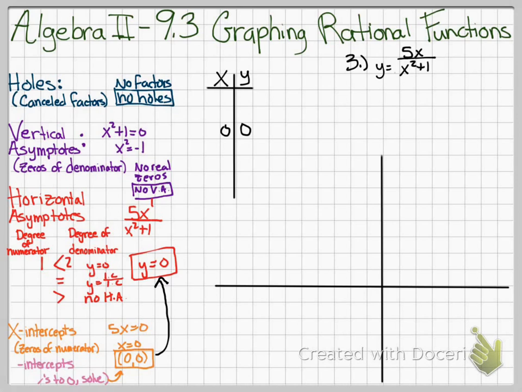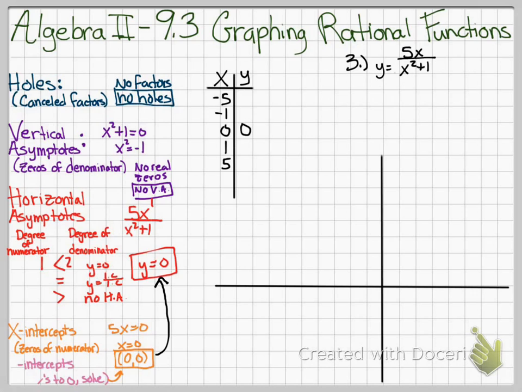So maybe we do -1 and +1, and maybe -5 and +5, just to get an idea of what's happening near the middle and then further out. You could go -10, +10, things like that. I was looking for ones that I think could fit on the graph that I've drawn so far. So let's see what we get.